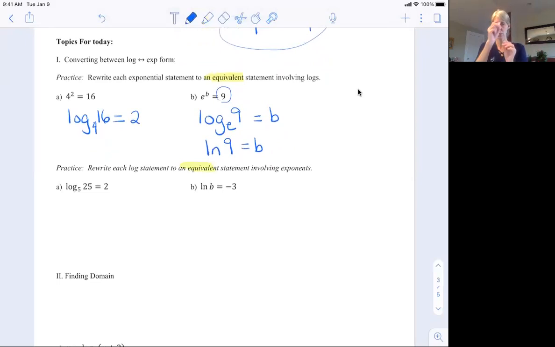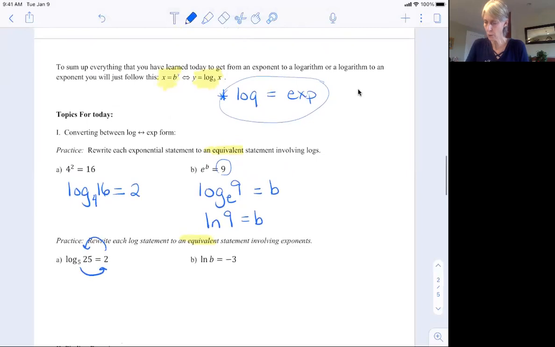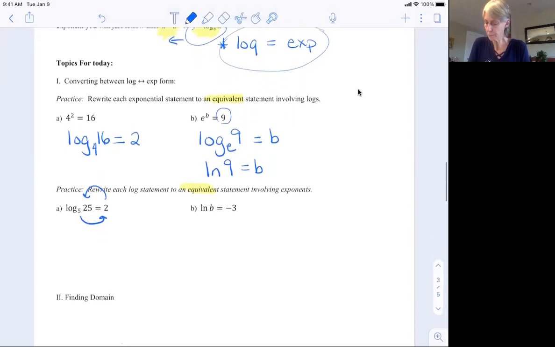And this, I just do a little circle job. I always just make a little circle out of these, right? I'm going backwards from this back in this direction. 5 squared equals 25. So log base 5 of 25 equals 2 is the same as saying 5 squared equals 25.